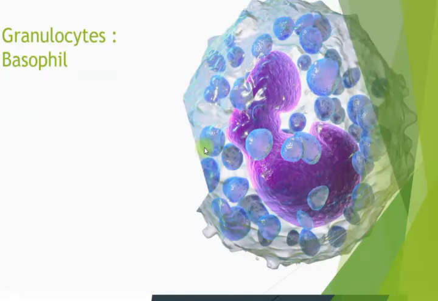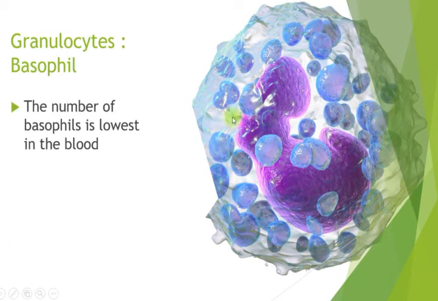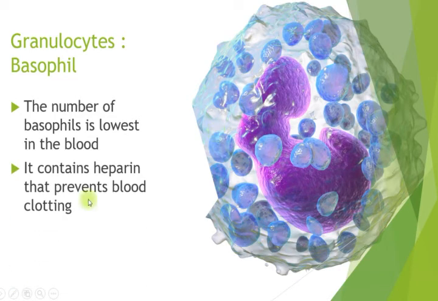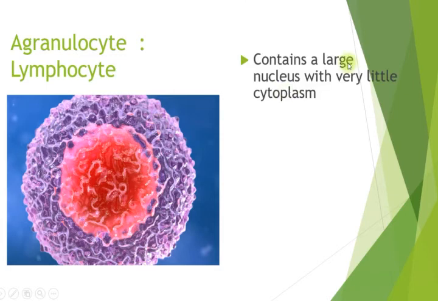Right, so this is the basophil, also a granulocyte. This refers to the granules. The number of basophils is the lowest in the blood. It contains heparin that prevents blood clotting. So the heparin will prevent blood clots. Okay, we go to the agranulocytes, which is the lymphocyte. The lymphocyte contains a large nucleus.